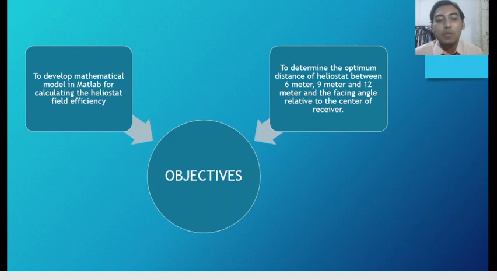So I'll proceed to my objectives. The first one is to develop a mathematical model in MATLAB to calculate the heliostat field efficiency. Next is to determine the optimum distance of heliostats between 3, 6, 9 and 12 meters, and the facing angle relative to the center of the receiver.